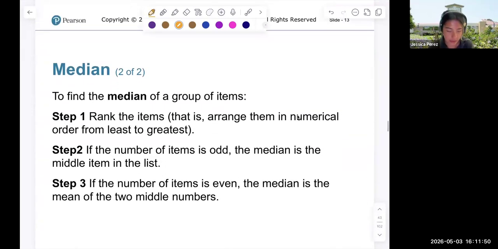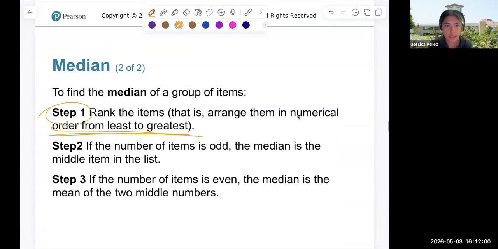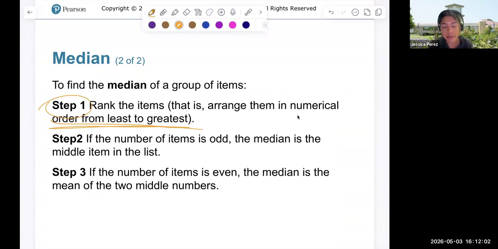So to find the median, we want to make sure that it's always in order from least to greatest. We always want to make sure that it's designed in a form that it's always the least to greatest. Step 2: if the number of items is odd, then the median is actually the middle number. But if the number of items is even, then you're going to have to find the mean of the two middle numbers.